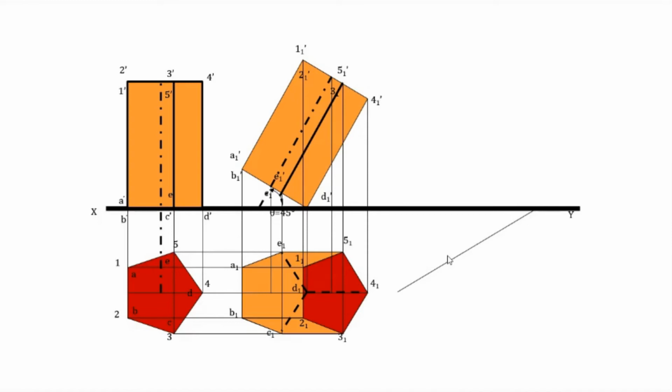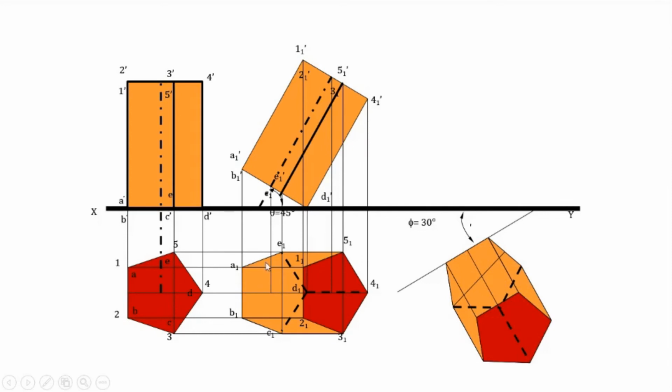Then you have to rotate this one in such a way that A1 B1 is the edge which is opposite to the corner D1. D1 is the corner on which the prism is currently resting on HP. So keeping A1 B1 at 30 degree to the XY line, you have to redraw this picture. To redraw this picture, you can use the triangulation method.